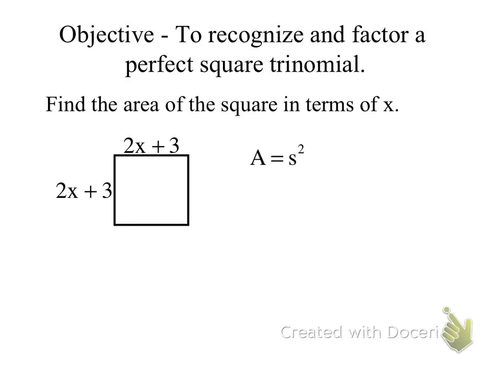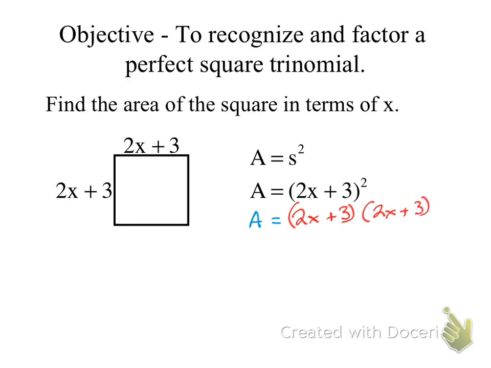So first of all, what would I fill in here to the formula? Chris? You would fill in 2x plus 3 instead of the s. Good. Okay, so A equals the quantity of 2x plus 3 squared. And that really means, if I do this the long way, area equals 2x plus 3 times what?